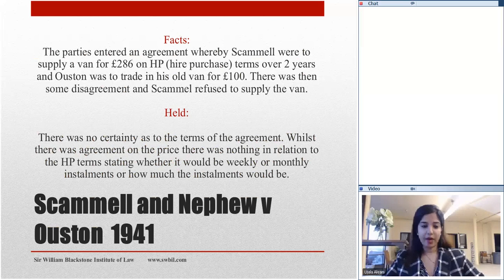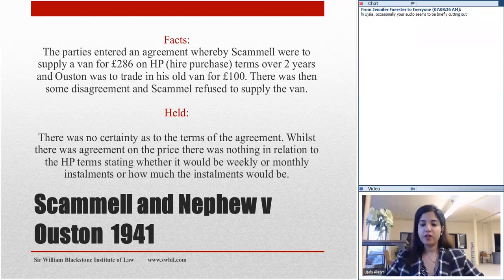In this case, if you look at the facts, the buyer purchased a lorry with the price to be paid on hire purchase terms. Now, what are hire purchase terms? That was the exact question that the courts discussed. So the buyer purchased that lorry with the price to be paid on hire purchase terms over 2 years. The problem mainly centered on the meaning of the hire purchase terms. The House of Lords held that the agreement was uncertain, and therefore the contract argued for was basically void. And void means that it did not exist.